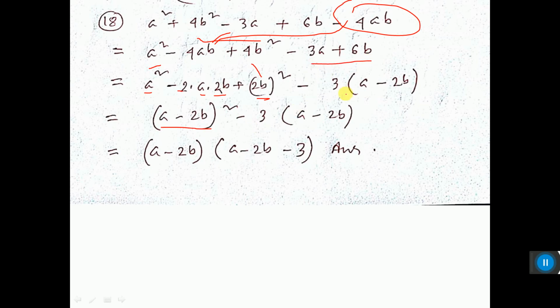And here you can take 3 common. Then a minus 2b you take common. Then here 2 are there. One you have taken common. So another is left. Here 2 are there, one is taken, another is left, and minus 3 is there. So that is the answer.